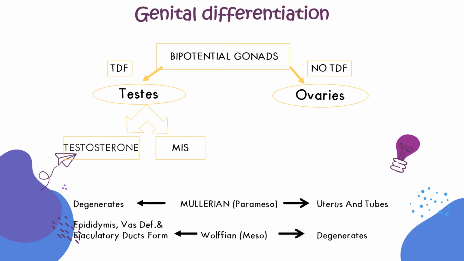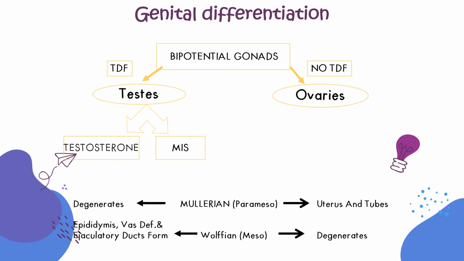By this time, the differentiation of the internal genitalia happens. So it will have a pair of Wolffian, that is the male duct, and also a pair of Mullerian duct, which is the female duct. So by about the 9th week of gestation, the embryo has both male and female primordial ducts. That is, the Wolffian duct is a male duct and the Mullerian duct is a female duct.